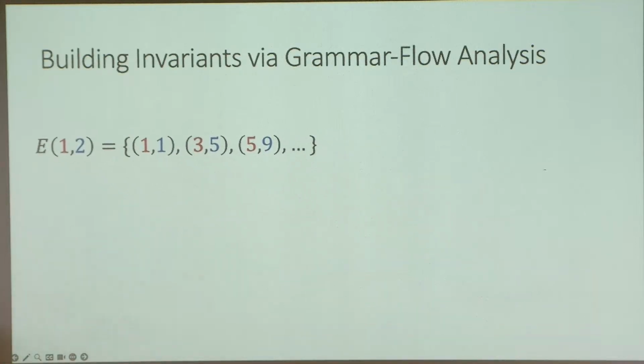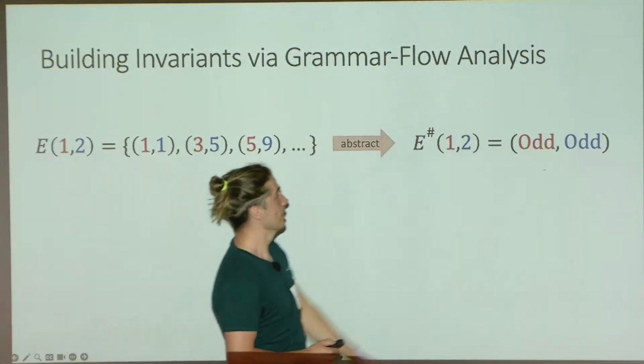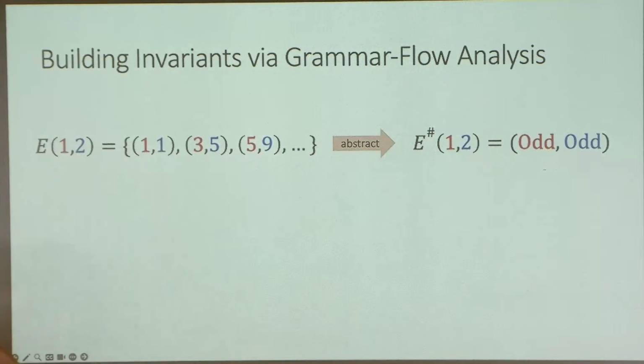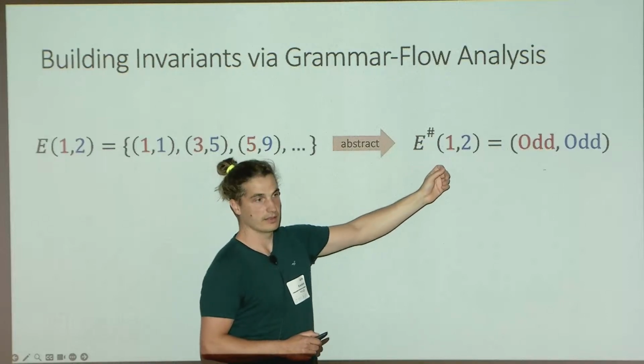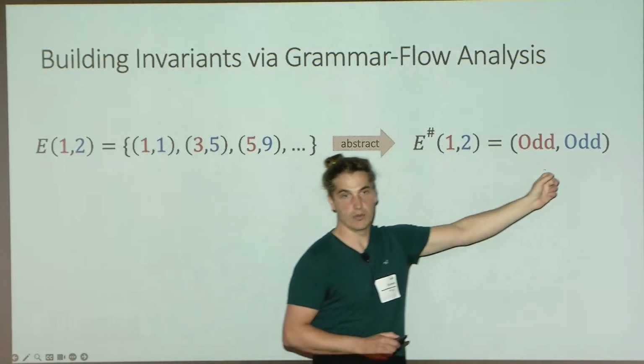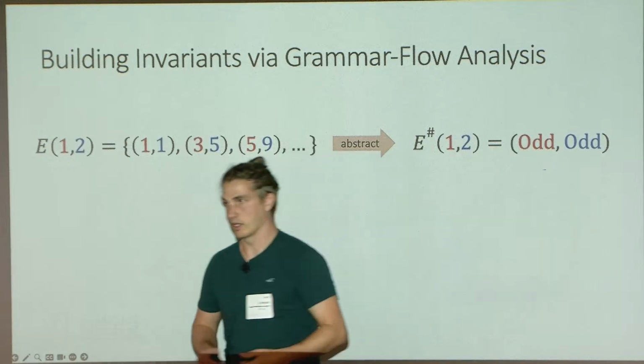This is where working with my colleague Tom Reps helps, because he is a living encyclopedia of everything that contains the word flow and analysis. He told us about this fairly obscure technique called grammar flow analysis, where the idea is the following. I'm going to build an invariant that E of 1, 2 is always a pair of odd numbers. That's what I was trying to show.